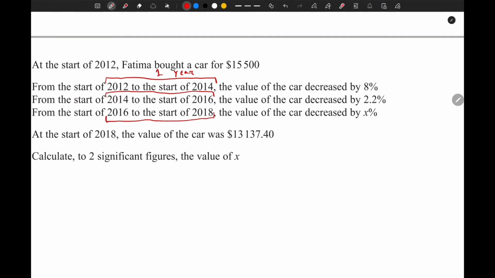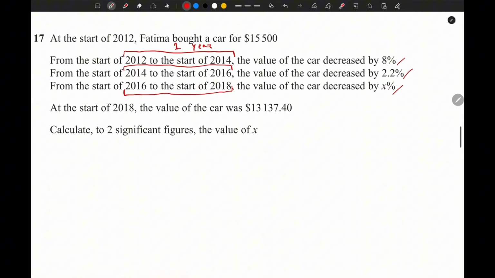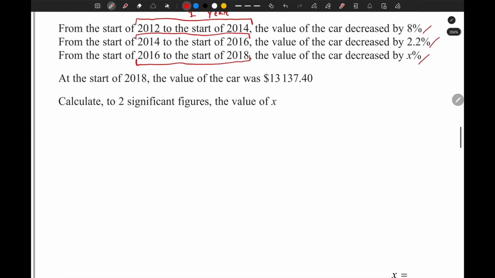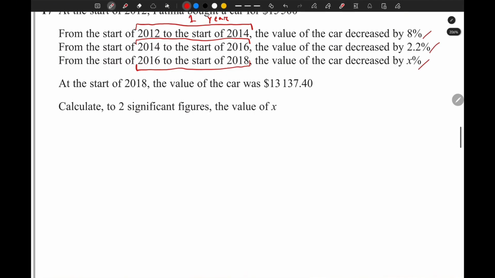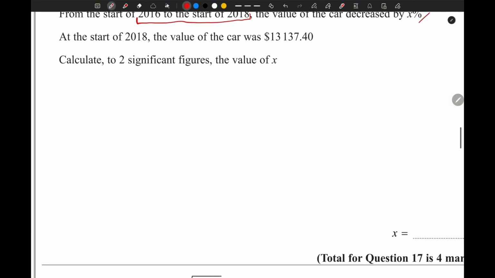So from 2012 to 2014, the value of the car decreased by 8%. 2014 to 2016, it's 2.2. And from 2016 to 2018, it's X%. At the start of 2018, the value of the car was 13,137.4. Now we just need to calculate the value of X.